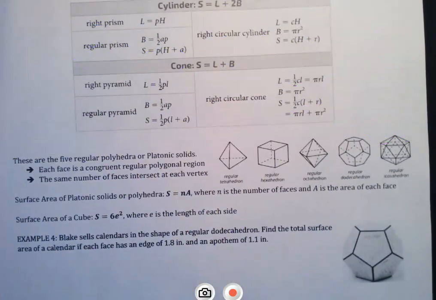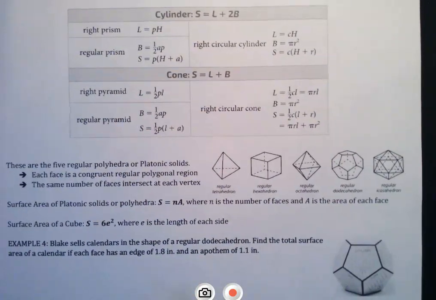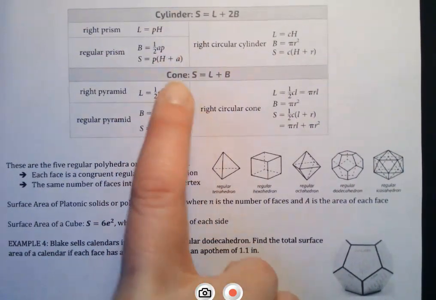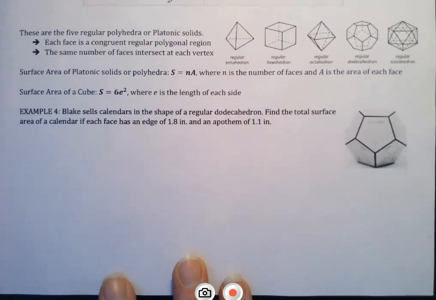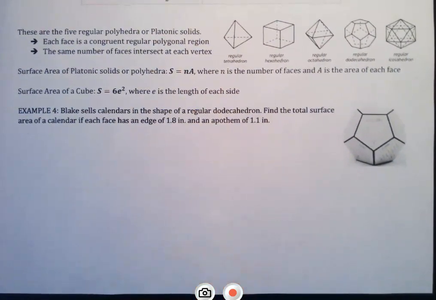Then we have to go to example 4. All right. So there are some formulas here to help you, so you have them handy in your notes. But the other thing is the Platonic solids. There are 5 regular polyhedra, called Platonic solids. Again, what does the word regular mean? All sides are equal.